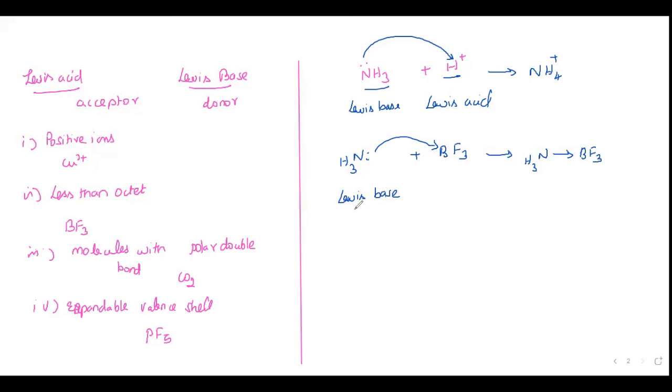Okay, H2O. Listen here. The central atom in H2O is oxygen. It has 2 lone pairs of electrons, so it will donate them to the electron deficient species Cu2 plus. It will donate a pair of electrons and make a complex, Cu(H2O)4. These are the things we will discuss in upcoming classes.